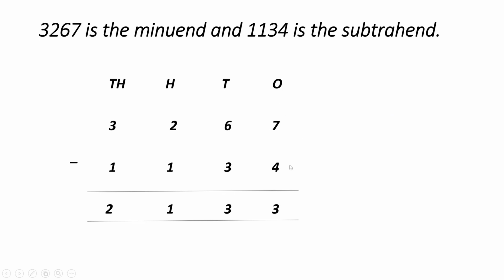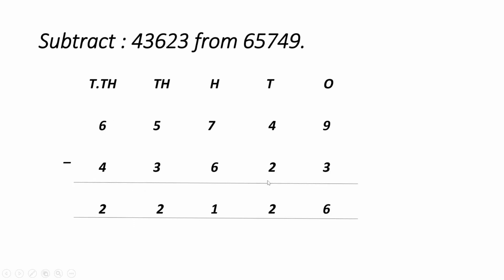We'll start from the ones place. 7 minus 4 equals 3. 6 minus 3 equals 3. 2 minus 1 equals 1 and 3 minus 1 equals 2. So students, our answer becomes 2133. Let's see one more example.